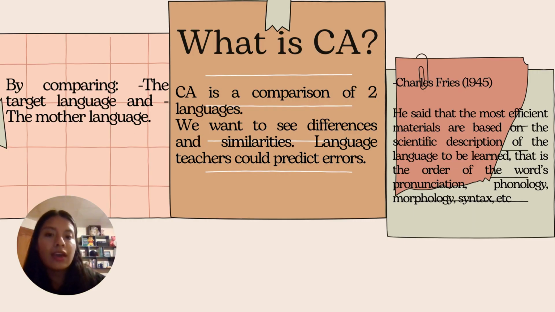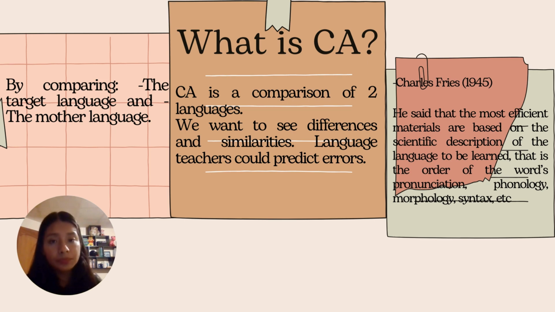What is CA or contrastive analysis? It's a comparison of two languages, and these languages are the mother language or L1 and the target language or L2. For example, in my case, my mother language is Spanish and my target language is English. The purpose of CA is to see differences and similarities in these languages, but it is focused on the differences.